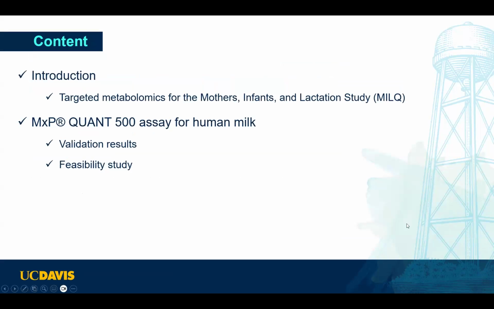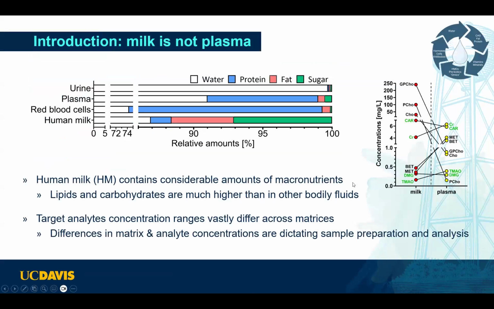on the Quant 500 assay with our validation efforts and a feasibility study, which is a very, very small sample size. So my mantra when anyone's talking to me about human milk analyses is human milk is not plasma. You can also turn it around. Plasma is not milk. As you can see here, the relative amounts of protein, fat, and sugar, so the macronutrients, are very different in milk. You have a lot more sugar, you have a lot more fat, and that will interfere with your analysis.